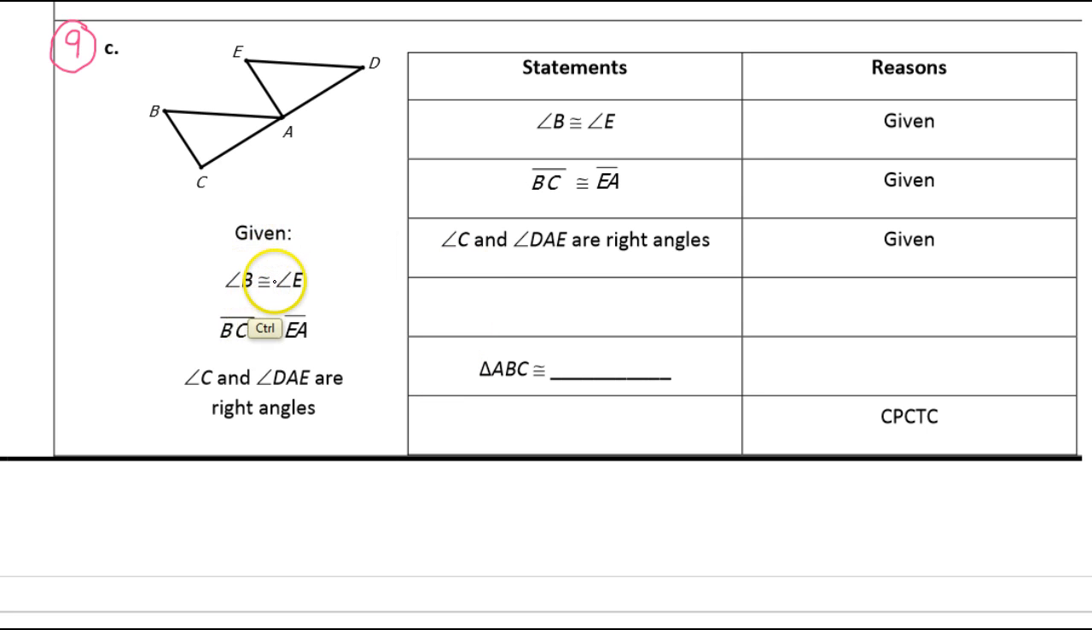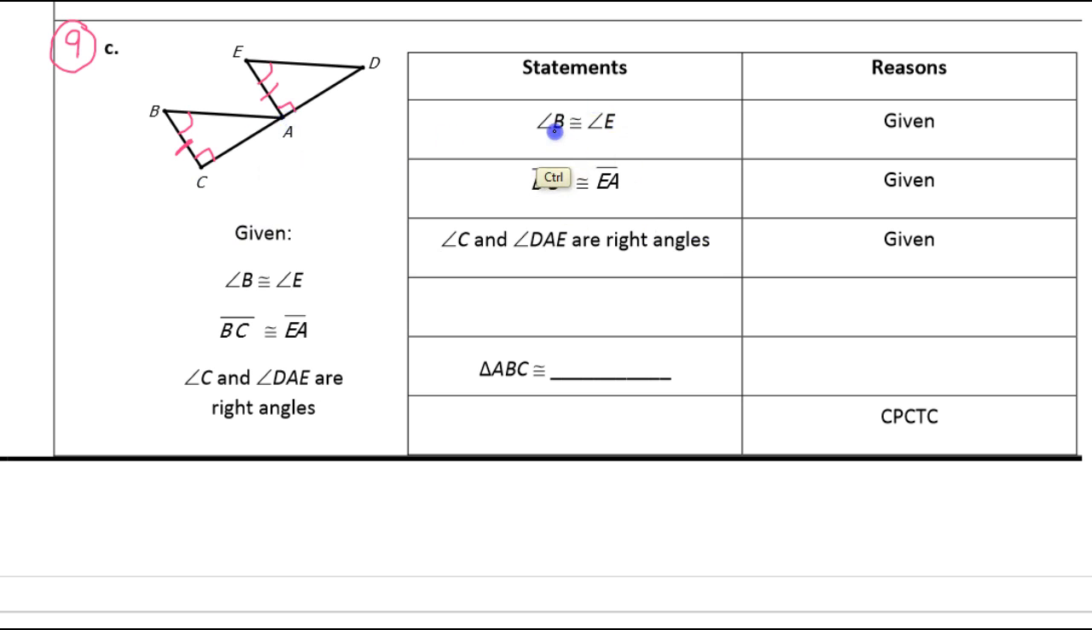Okay, we are given that angle B is congruent to angle E, so kabam. Given. We're also given that BC is congruent to EA. Also given. We're also given that angle C and angle DAE are right angles. So I'm going to mark these. But so far I've only said that they are right angles. I haven't said they're congruent.